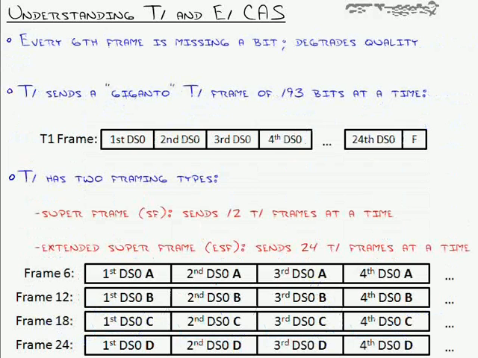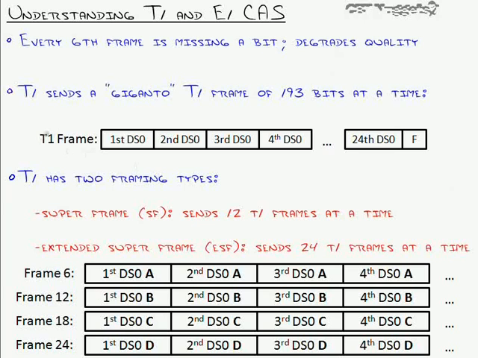Okay, now I think I jumped a little bit ahead of myself on that last slide, so let me just hit these high points again. Every 6th frame in T1 CAS is missing a bit, which is known as robbed bit signaling. That does degrade the quality, but not noticeably for the human ear. For data connections, though, it can be a consideration. T1 sends a giganto. That's the technical term. A giganto T1 frame of 193 bits at a time.